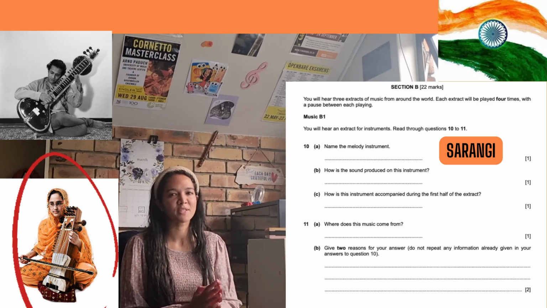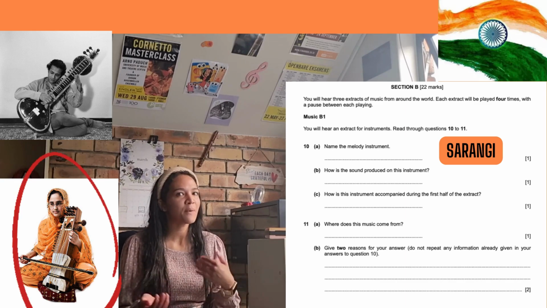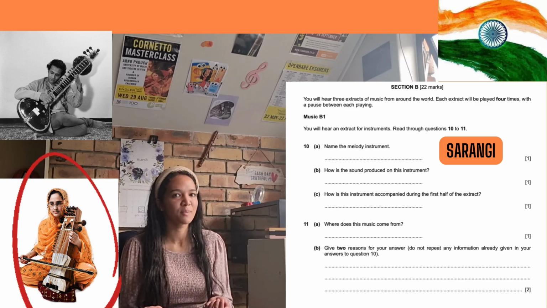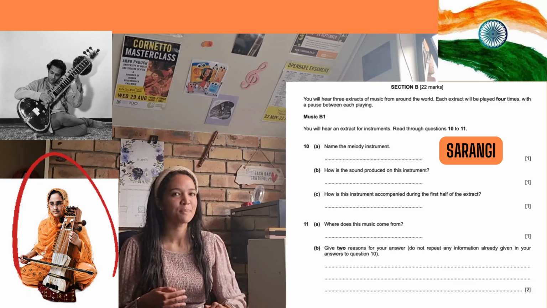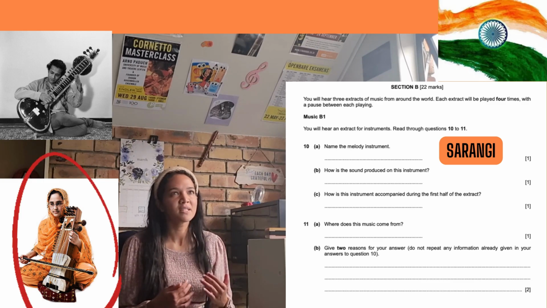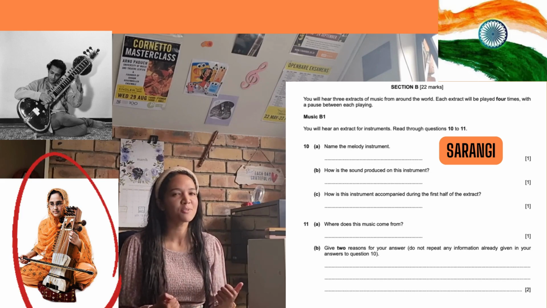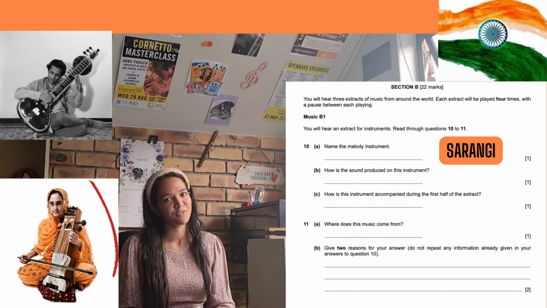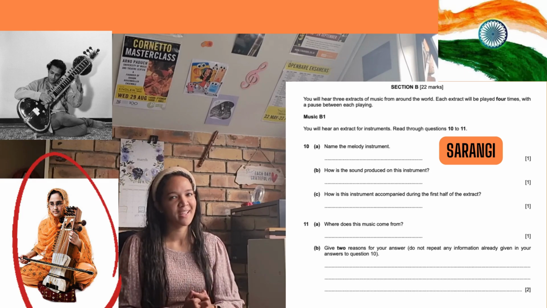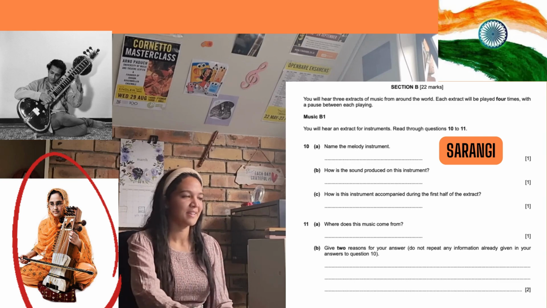We'll go ahead and listen once more, and then we can also think about how the sound is produced on this instrument. Of course, if you know your Indian instruments, you already know how the sarangi is played, but let's listen and see if we can hear how sound is produced on the instrument, and also how the instrument is accompanied during the first half of the extract.